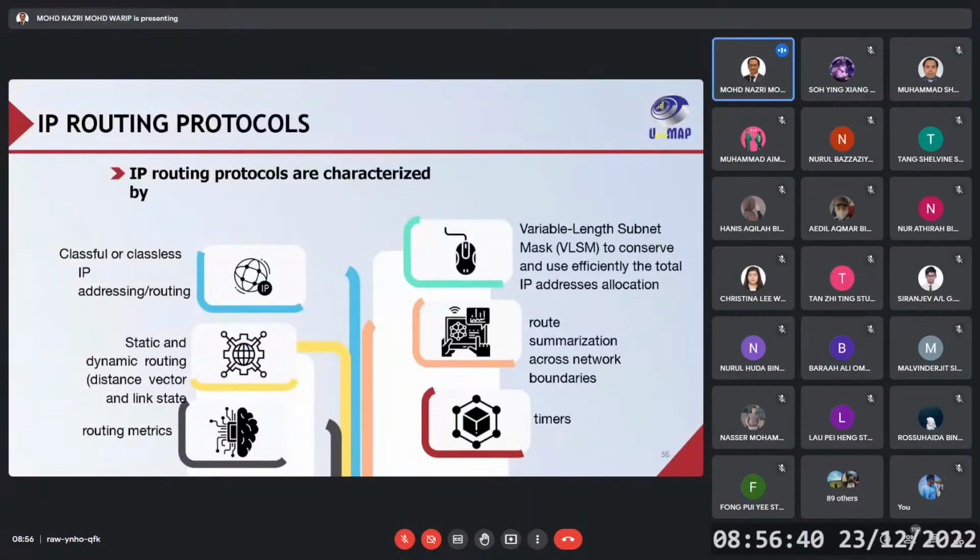Okay, variable length subnet mask or VLSM to conserve and use efficiently the total IP address allocation. So they make efficient use of IP addresses. Route summarization across network boundaries. So this route summarization has benefits. One is to reduce CPU load. Secondly, to make the algorithm easier to do calculations. And then timer.